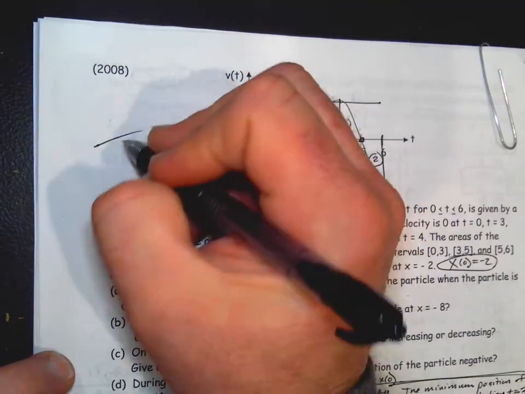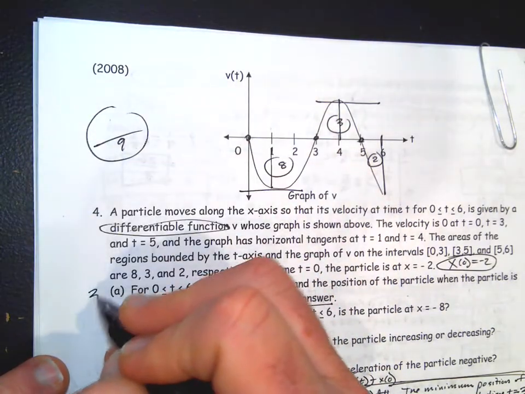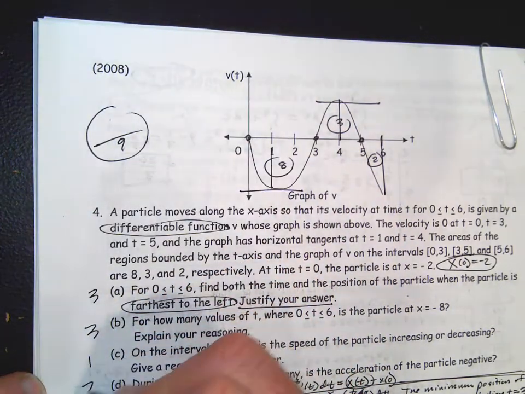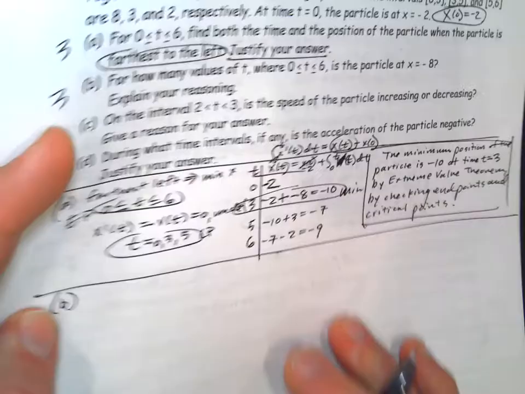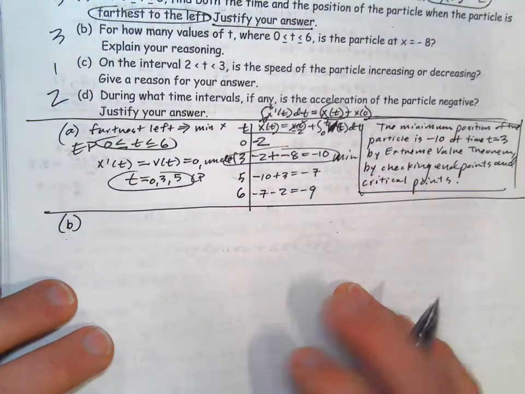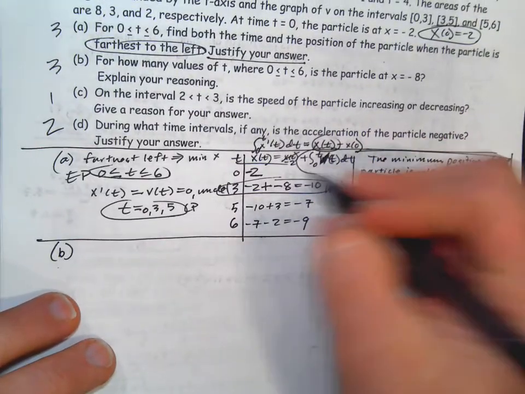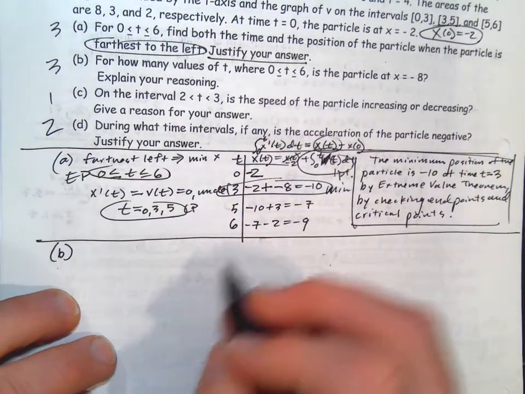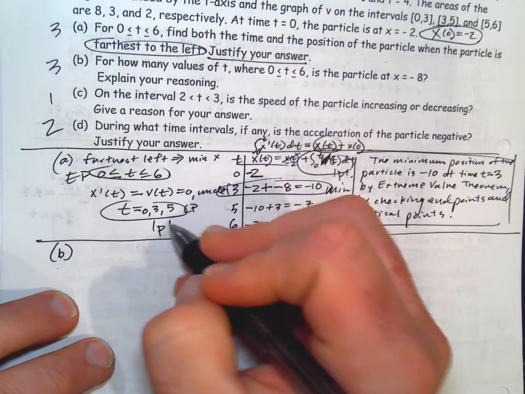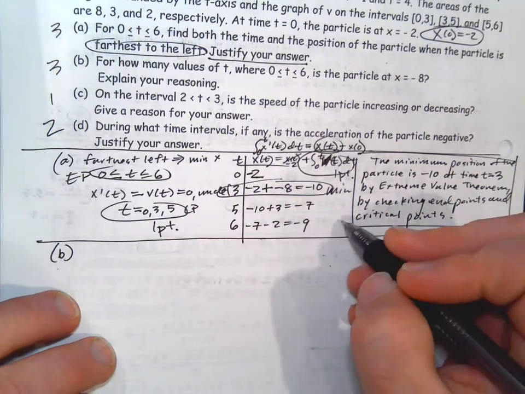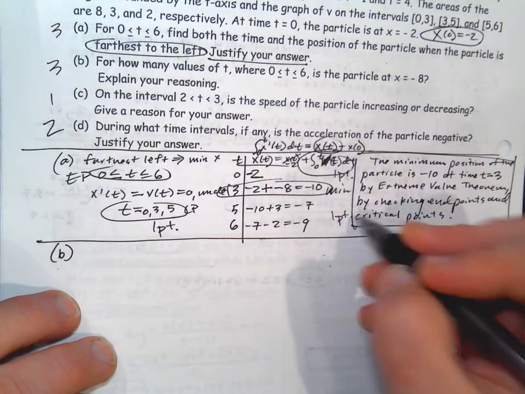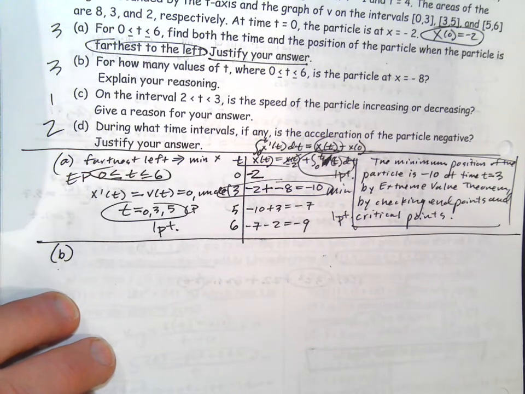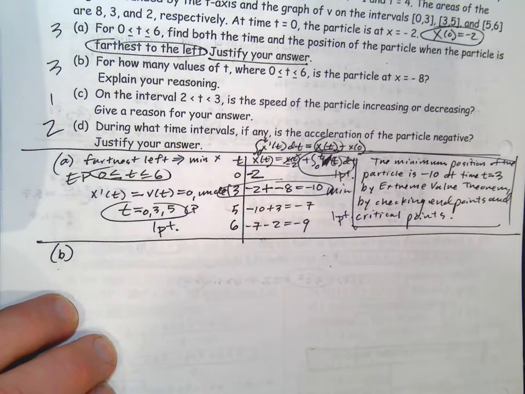Okay, now point-wise, this is out of 9 points. This is 3, 3, 1, and 2. On this problem, you got 1 point for integrating the velocity. You got 1 point for finding the critical points. And then you got 1 point for the answer and explanation. Justification. All right.